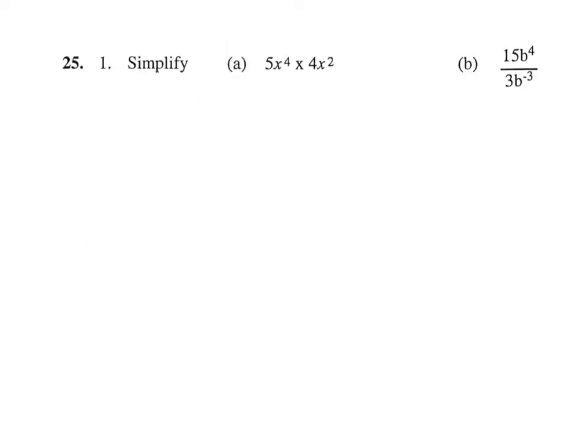Some work with indices. These two numbers are going to multiply. 5 times 4 is 20. Then we're going to have an x. Now what happens when we multiply powers? We add these two numbers here. 4 plus 2 then gives us 6.